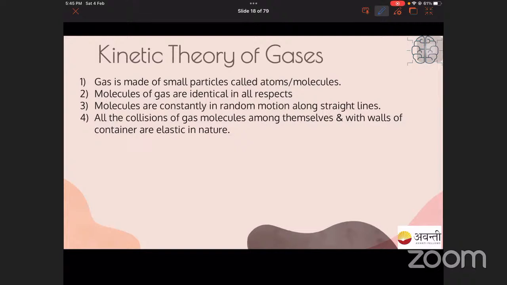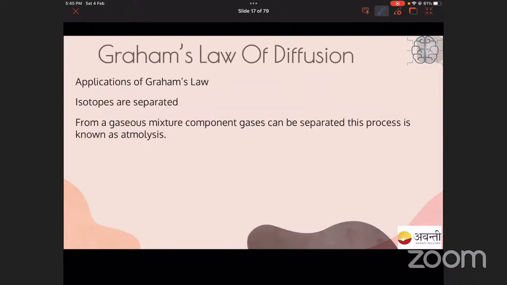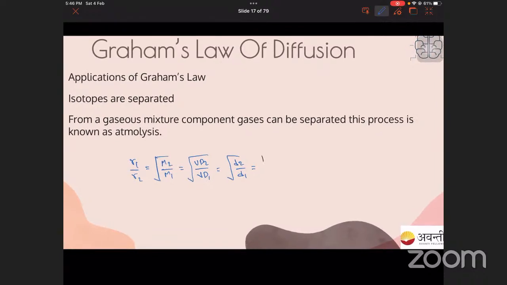Before that, let's summarize what we learned in Graham's law of diffusion. Now, R1 by R2, if you write, the first relation is with molecular weight, nothing but M2 by M1. Next, we related with vapor density, that is VD2 by VD1. Next, related with density, that is D2 by D1. Rate is inversely proportional to density, inversely proportional to vapor density, inversely proportional to molecular weight under square root. Don't forget that.